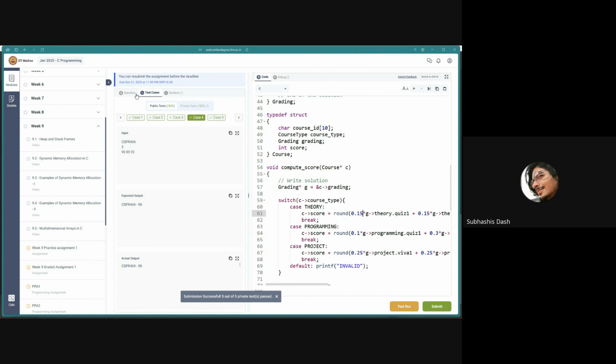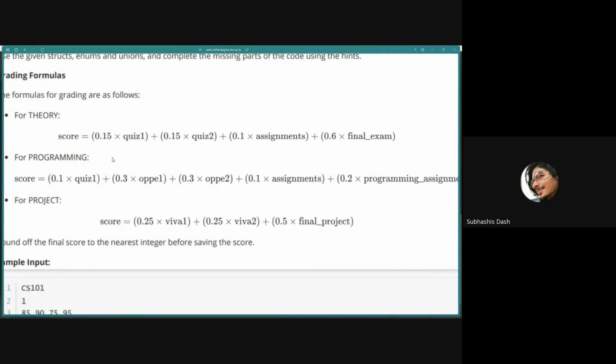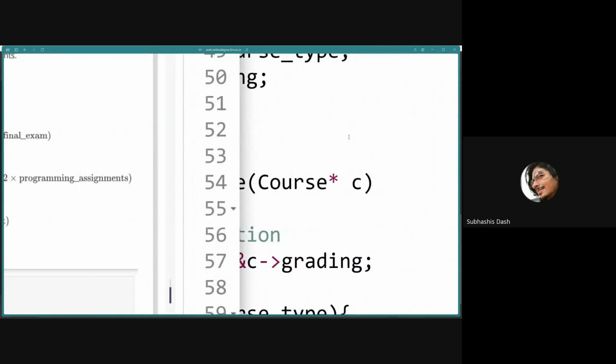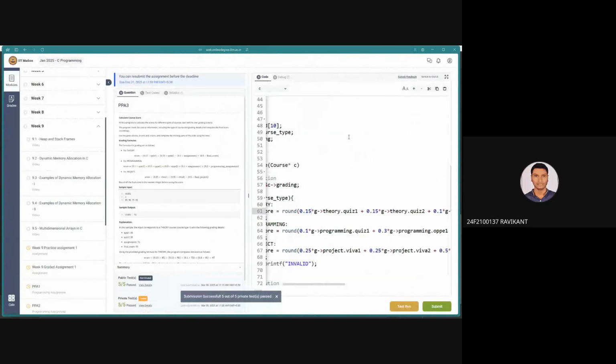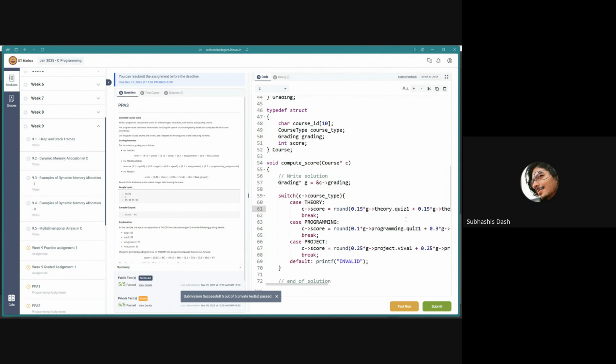Why have you done 0.15, 0.1, 0.25? These are the weightage. If you look over here, you have the weightage, right? Yes. So that is just the weightage over here. Okay, it means just write the formulas. Right. These are just the formulas.